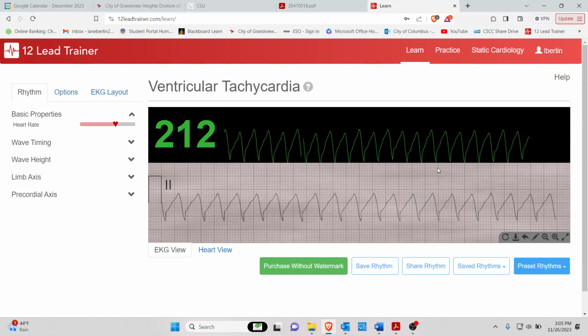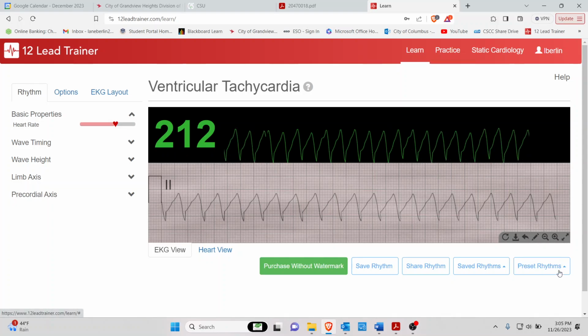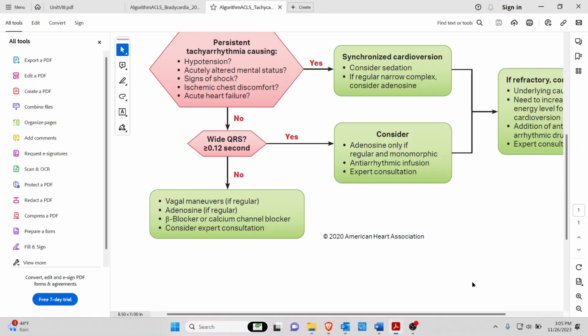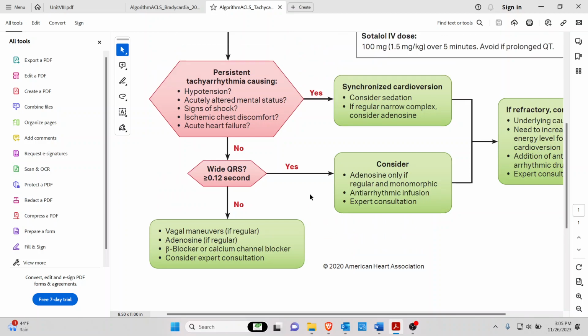I don't think I've ever seen someone who was not severely symptomatic in a ventricular tachycardia. I think I saw a kid once that wasn't, and that was a congenital thing. So if you have a wide complex tachycardia, but without any symptoms, okay? It's just, I felt a fluttering in my chest. I just feel my heart beating really, really fast. I don't have low blood pressure. I don't have altered mental status. I don't have signs of shock. I don't have chest pain. And I don't have signs of acute heart failure.